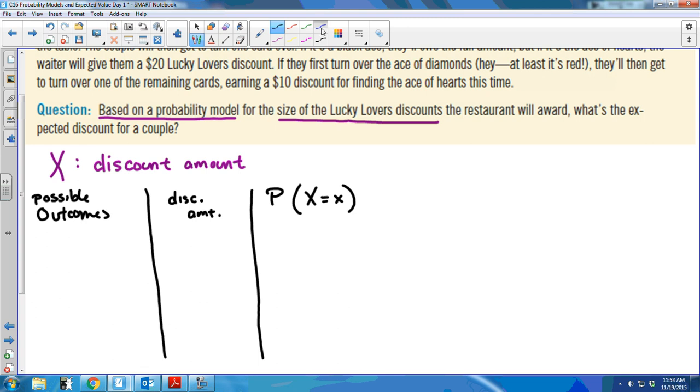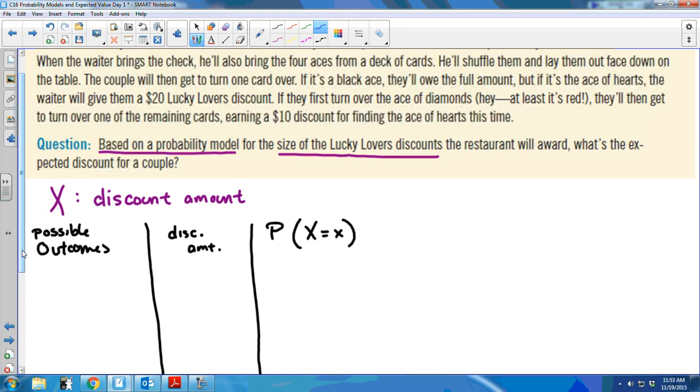So it's just saying, what's the probability that your discount amount is equal to whatever your discount amount is? So what's the probability of a $20 discount? What's the probability of a $10? It's just notation, so I want you to be familiar. Okay? So if we read through the question, you're getting 4 aces, and it gives you some possibilities.